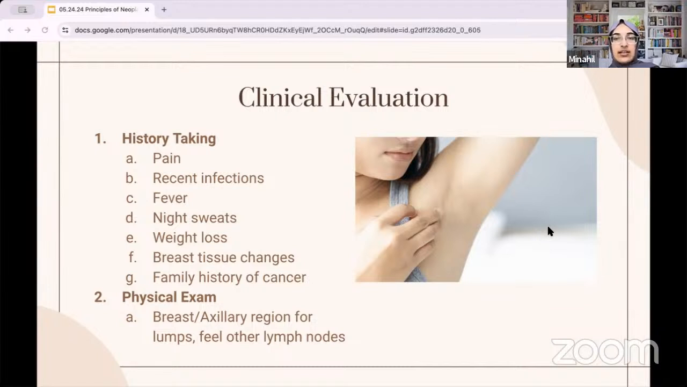Lymphatic-wise, there was, in fact, what I felt on my physical exam of this patient: an enlarged, firm, non-tender right axillary lymph node, approximately 2.5 centimeters in diameter. There were no other palpable lymph nodes.